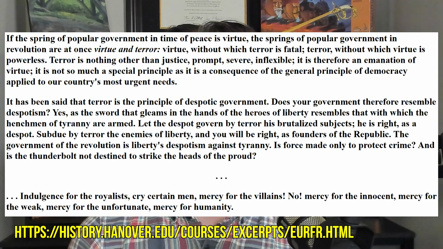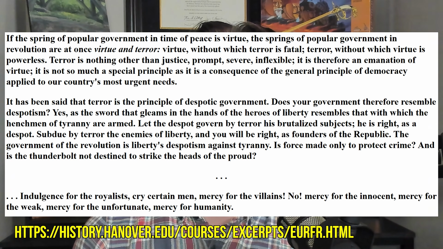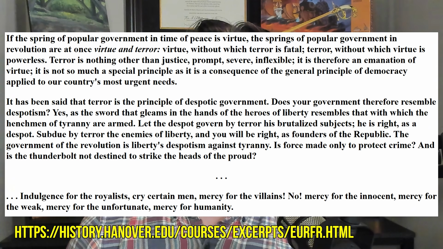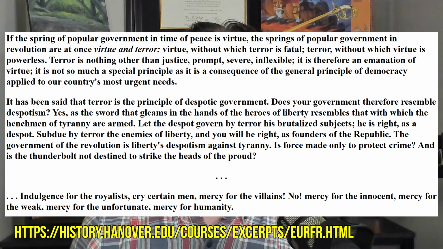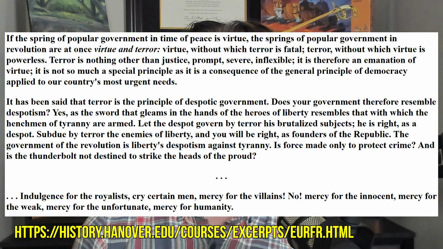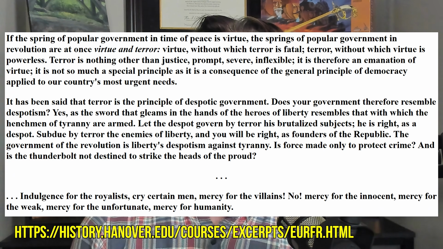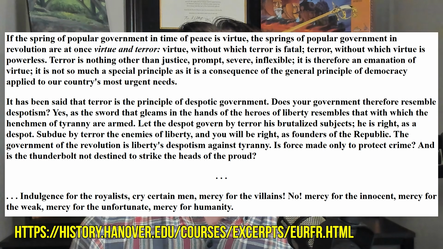Virtue, without which terror is fatal; terror, without which virtue is powerless. Terror is nothing more than justice, prompt, severe, inflexible. It is therefore an emanation of virtue. It is not so much a special principle as it is a consequence of the general principle of democracy applied to our country's most urgent needs.